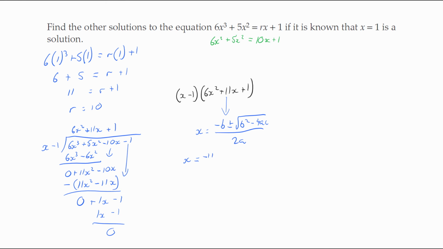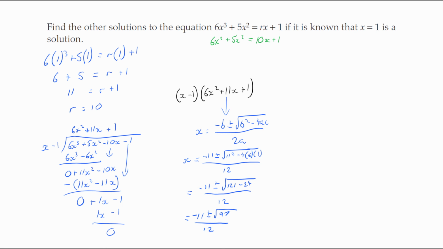X is therefore equal to negative 11 plus or minus the square root of 11 squared minus 4 times 6 times 1. And the whole lot is over 2a, which is 12. And then all you have to do now is focus on simplifying it down. So 11 squared is 121, minus 4 times 6 times 1 is 24, over 12. Continue simplifying, and at this point you'll be able to split apart the plus and the minus sign. So 121 minus 24 would be 100 and then another 3 off, so 97 over 12.